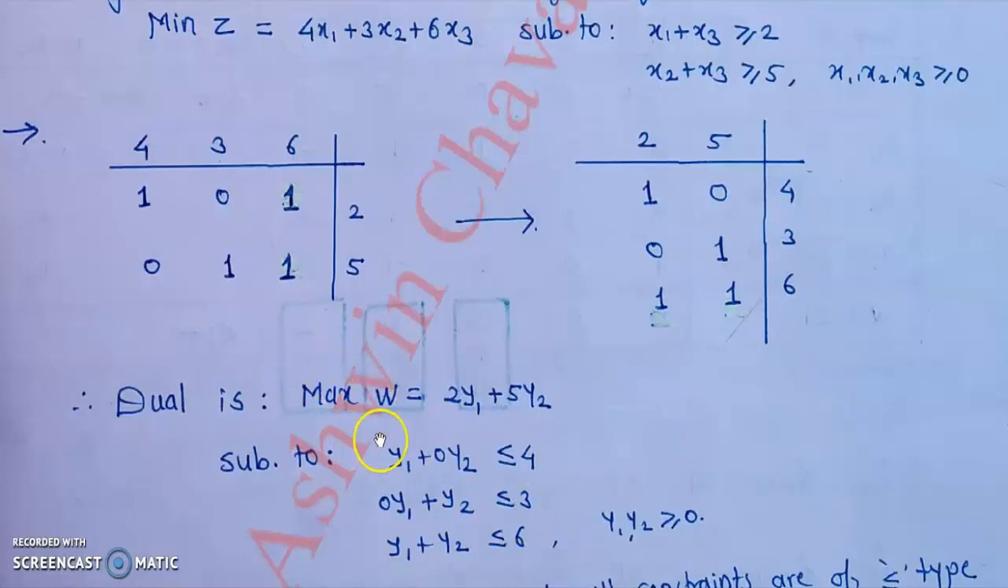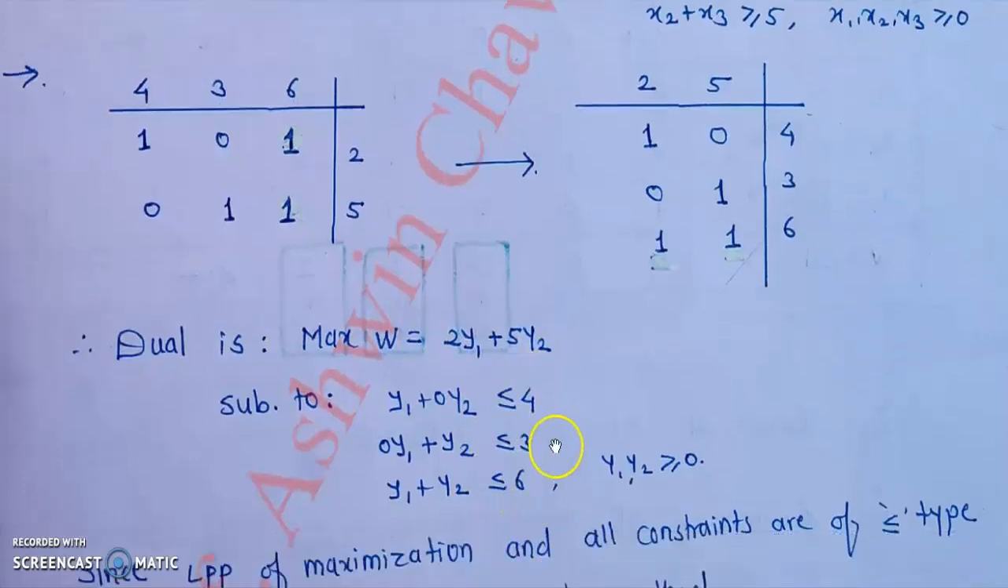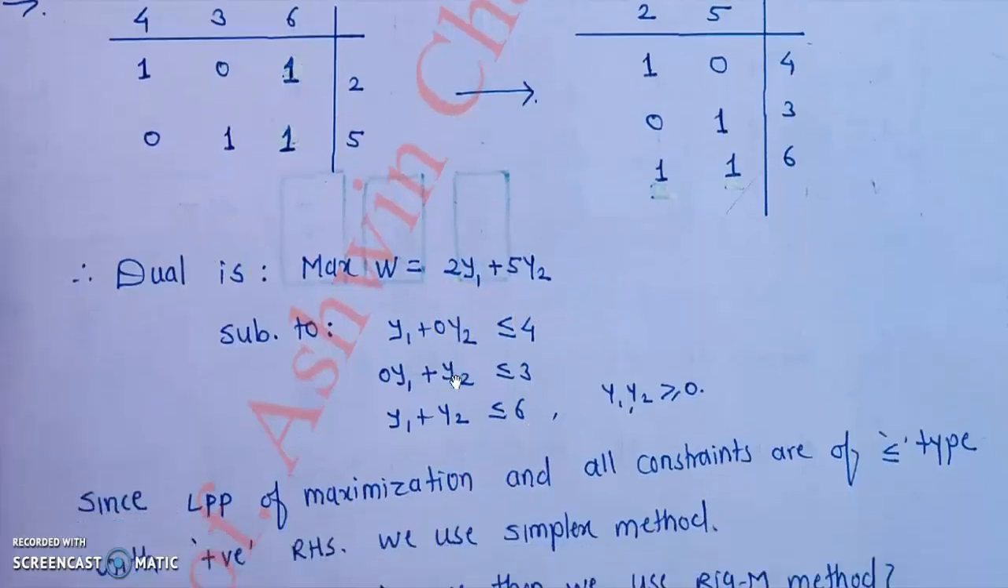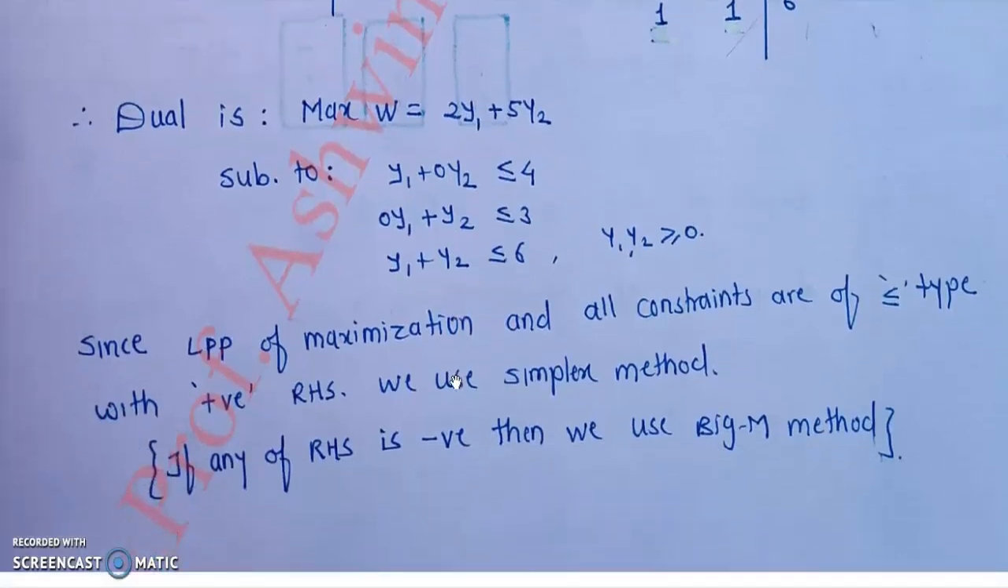So this example is of maximization and all constraints are of less than or equal to type and all RHS are positive. That's why we can solve this LPP, rather the dual, using the simplex method. The clue was if any of the RHS is negative, we have to use the big M method to solve. For the big M method, see my previous lecture on the big M method and one more lecture on the simplex method.